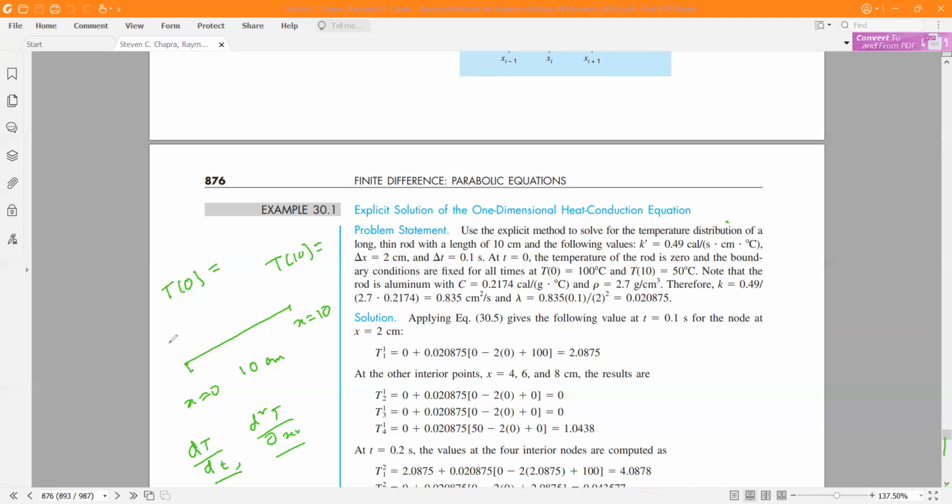Now at time t equal to 0, the temperature at any point on x at time t equal to 0 is given here as 0 degree. It can be something different. For example, if this rod is in a room, then this temperature must be the ambient temperature of the room.